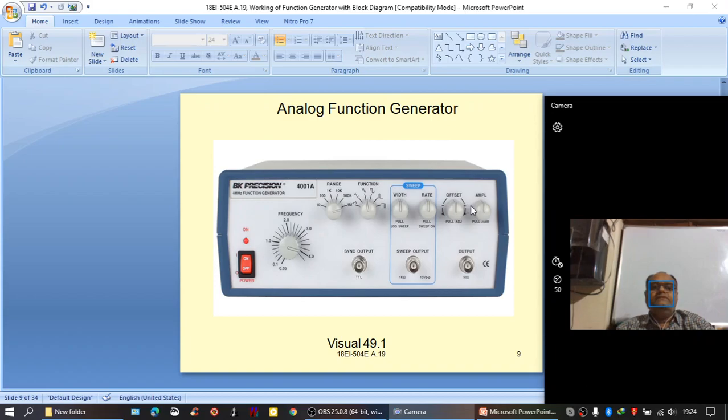And of course, this is for offset null, and the other one is for amplitude adjustment. And this is for external sync signal.